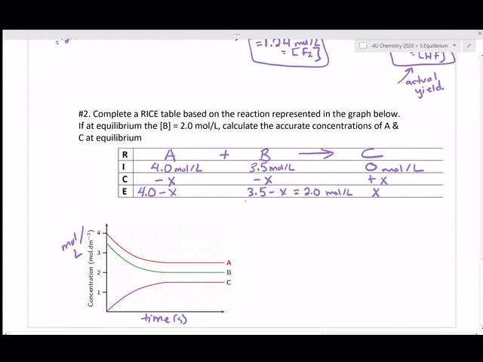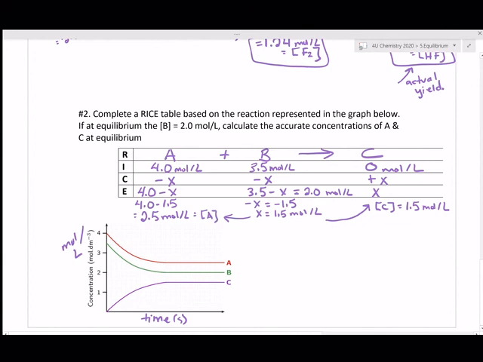So once again, we can do some algebra. So negative x, and we're going to subtract that, is going to be negative 1.5, or x is 1.5 moles per liter. So once we've solved that, now we're going to sub. So concentration of C is 1.5 moles per liter. And we're going to sub over here. 4.0 minus 1.5 is 2.5 moles per liter, which is concentration of A.